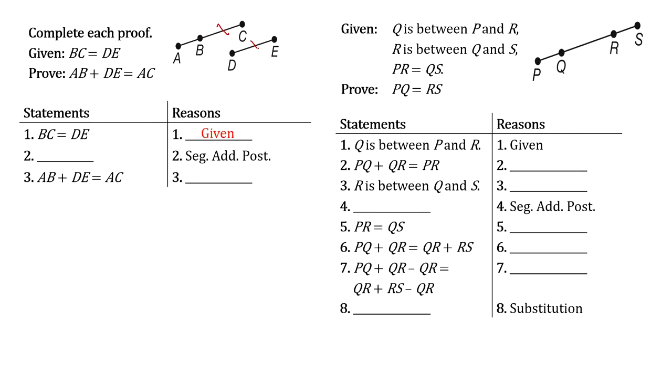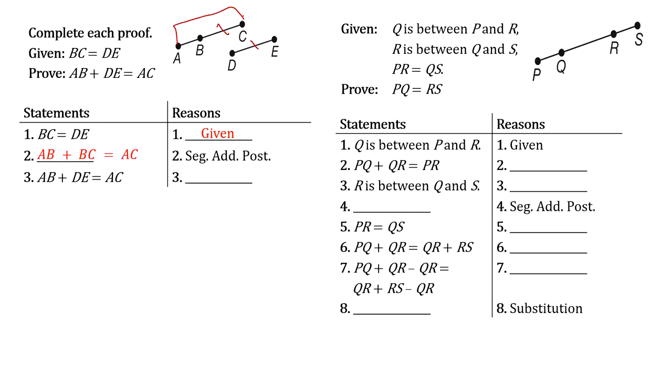Our next reason is the segment addition postulate. So now we have to figure out what they are going with the segment addition postulate. What I think they're doing is AB plus BC. If this plus that equals the whole, we can add those together. And that's what they did: AB plus BC equals AC. That's our segment addition postulate.